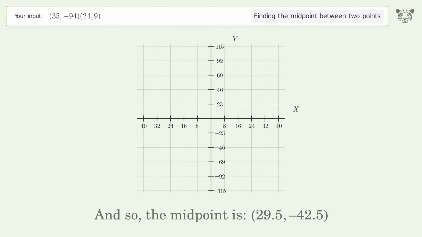And so, the midpoint is 29.5, negative 42.5.